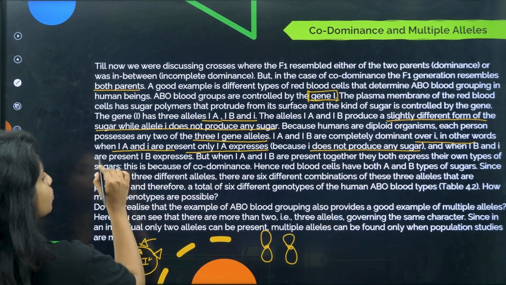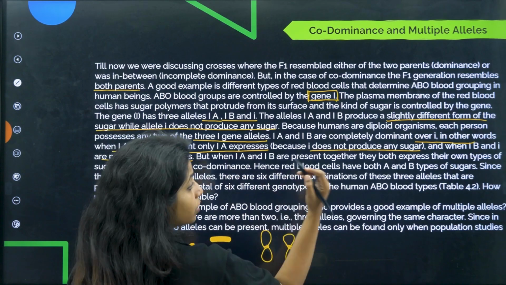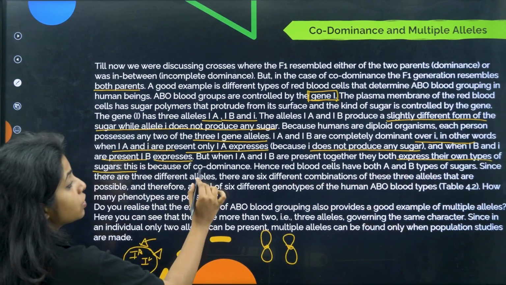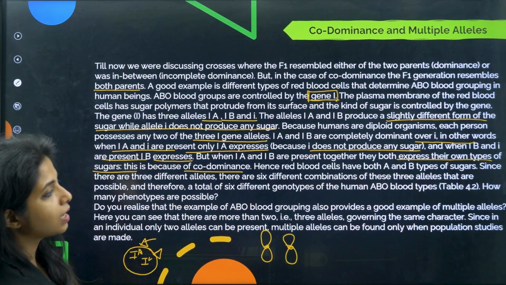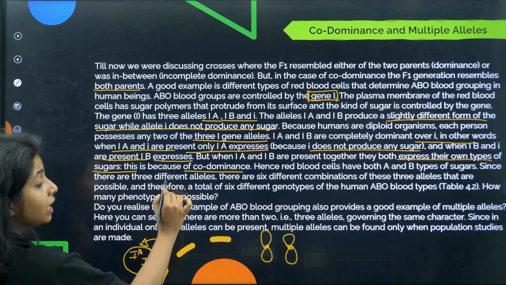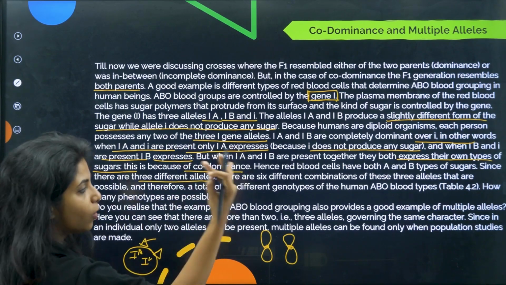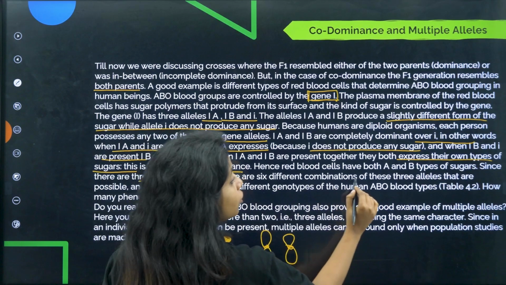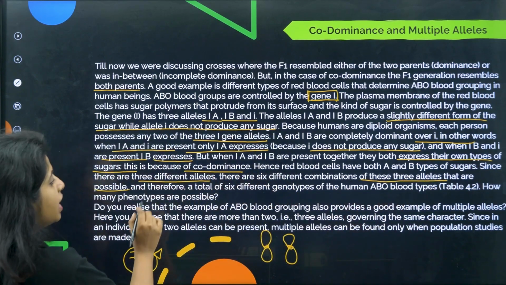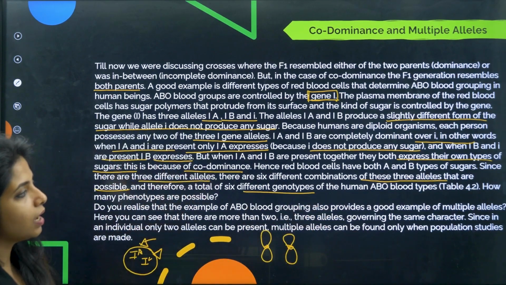Now, when IB and small i are present, IB expresses, but when IA and IB are present together, they both express their own types of sugars. This is because of co-dominance. Hence, red blood cells have both A and B type of sugars. Since there are 3 different alleles, IA, IB and small i, there are 6 different combinations of these 3 alleles possible, and therefore a total of 6 different genotypes of the human ABO blood group.